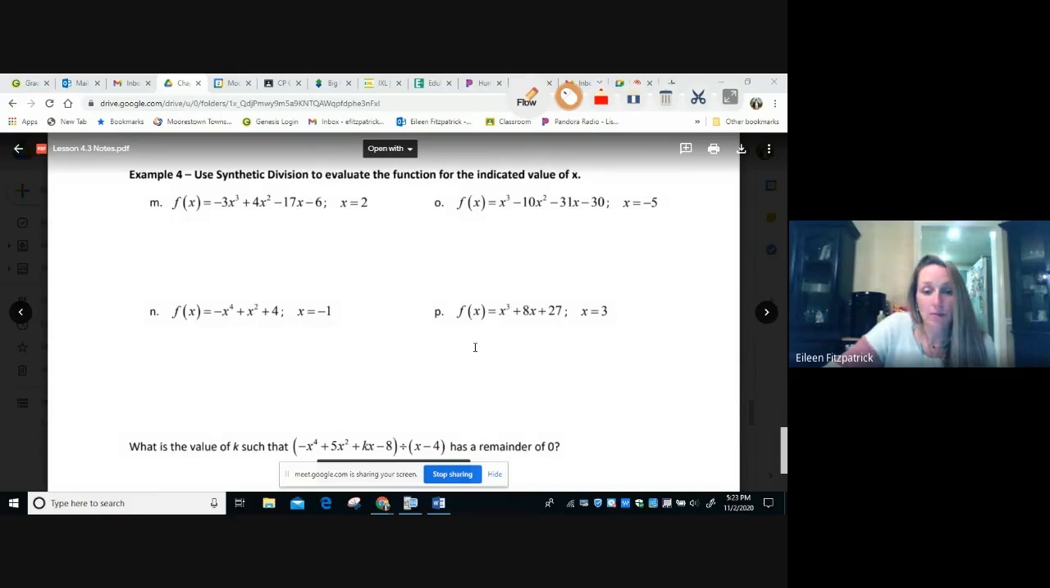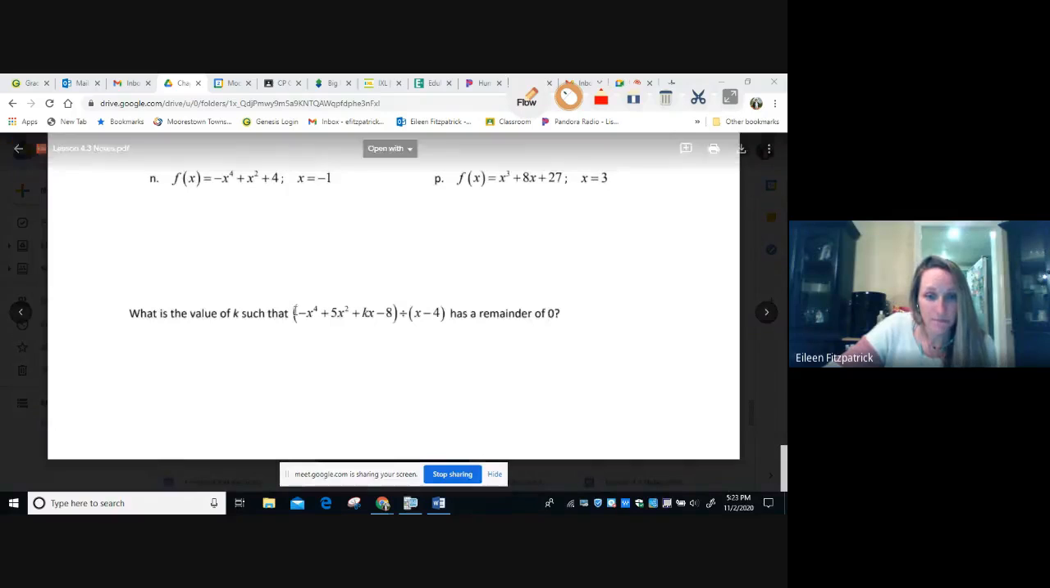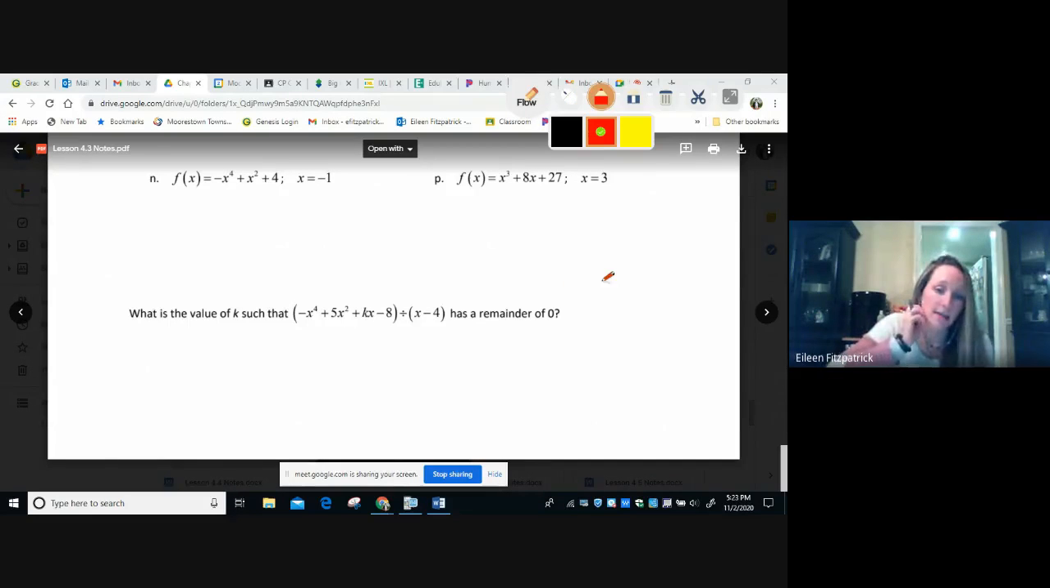All right, last problem, quick lesson today. It says, what is the value of k such that negative x to the 4th plus 5x squared plus xk minus 8, divided by x minus 4, has a remainder of 0? Basically we're going to set up synthetic division and try to work both forwards and backwards, filling in the gaps till we figure out what k has to be.